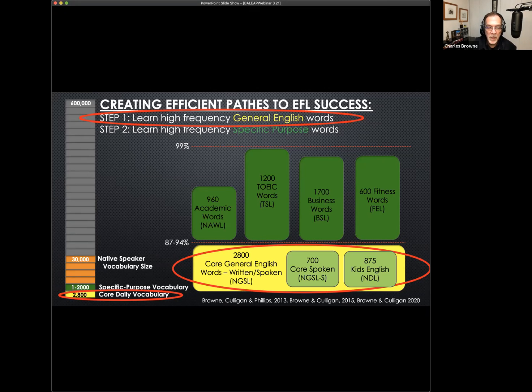But depending upon your purpose, if you have a special purpose for learning English, for example, you're going to go on to a university, or you're going to go into the business world, or you're going to be a medical doctor, then we can create special purpose word lists to teach in conjunction with the NGSL, and those are the green lists. I'll explain those in a few minutes. And then we do have two lists that are a subsection of the NGSL, which are the spoken English and the children's English lists. We'll get into all of those little by little.